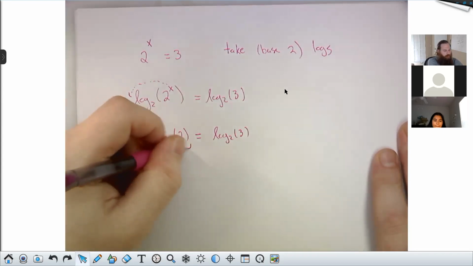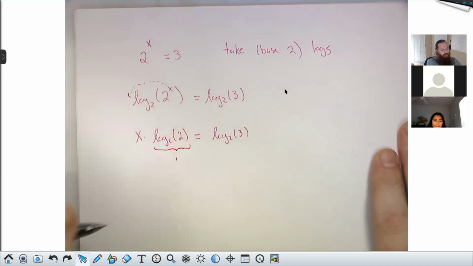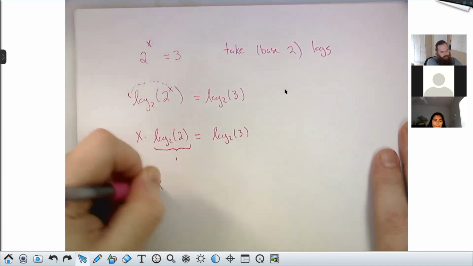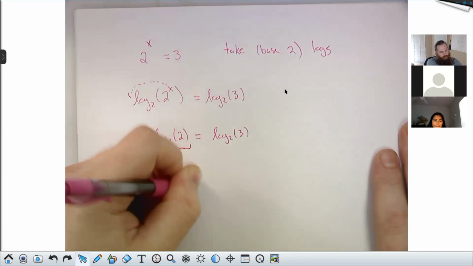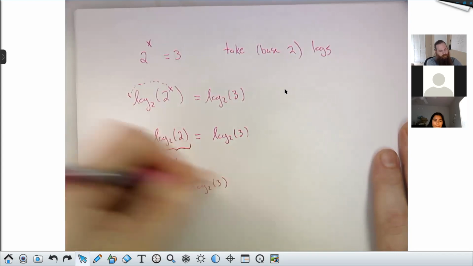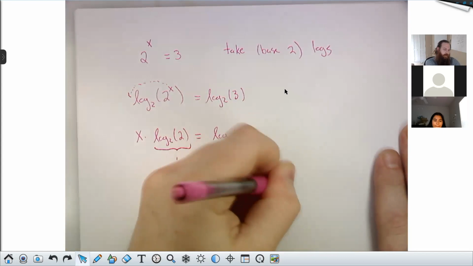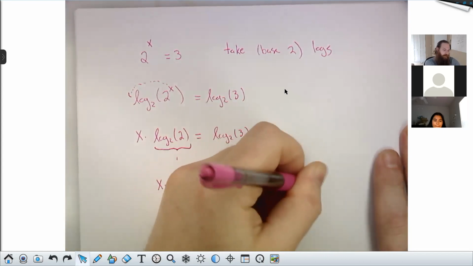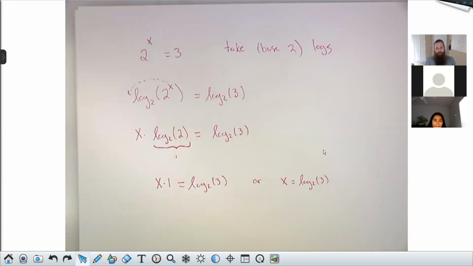The base 2 log of 2 is 1. So this is the same as saying x times 1 is the base 2 log of 3, or just x equals base 2 log of 3. And the astute among you may have noticed that there's no dependency on the base of the logarithm. If I'd taken any other base logarithm, I could have still pulled this power down. It's just that this piece would not have necessarily simplified to 1.